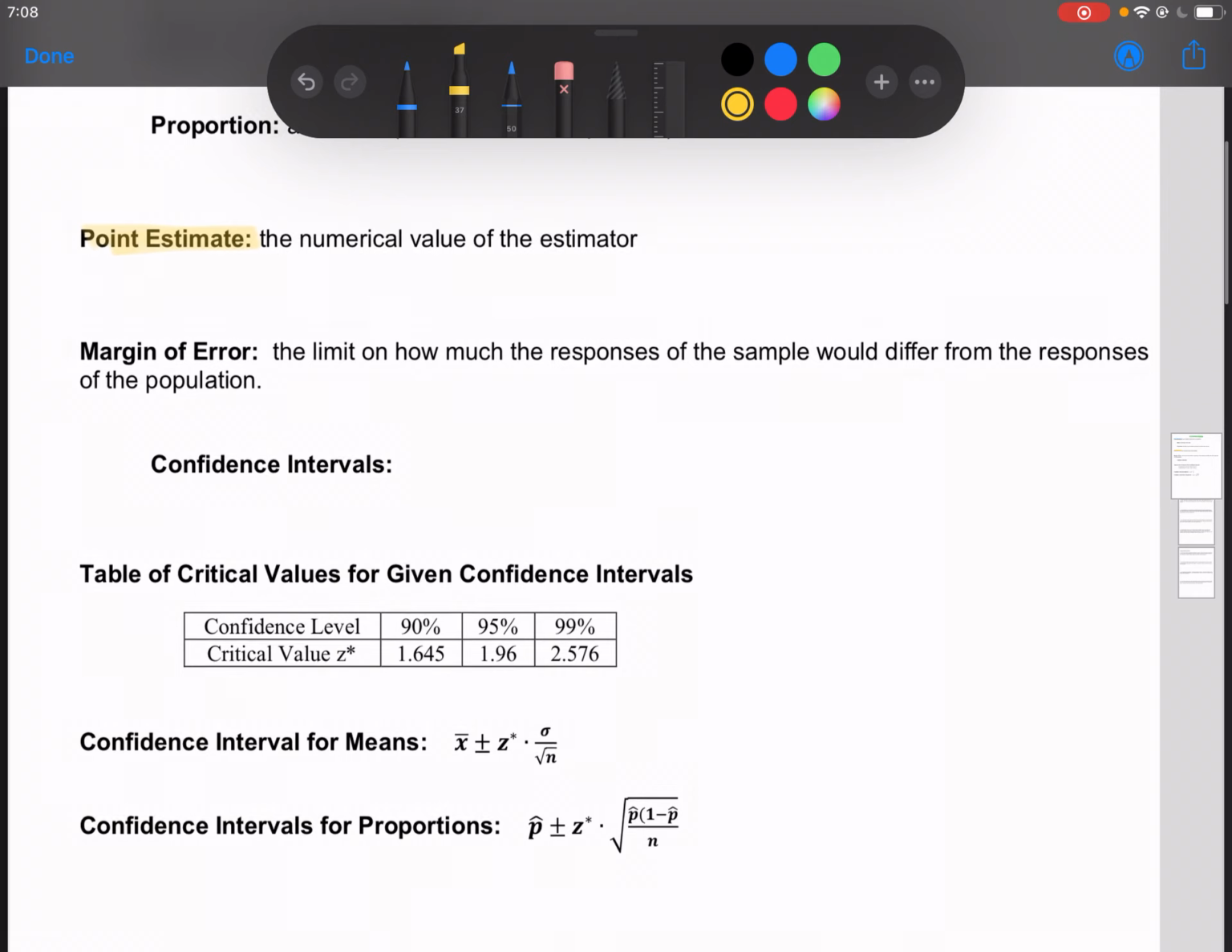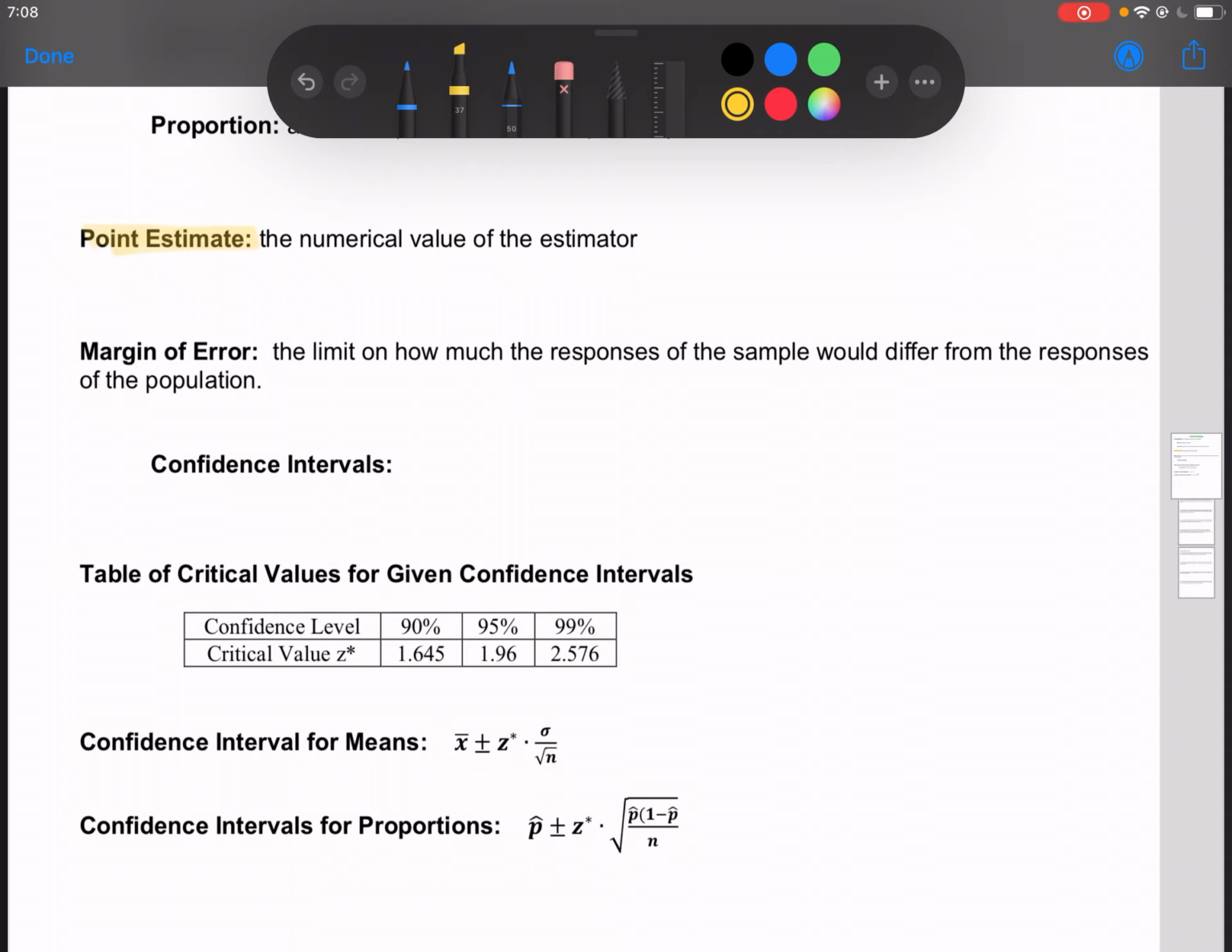And then margin of error. When you sample a population and you get the average or the proportion of that sample, it's not actually going to tell you what the population's mean or proportion will actually be. There will be some error involved. And so the margin of error is the limit on how much the responses of that sample would differ from the responses of the actual population.